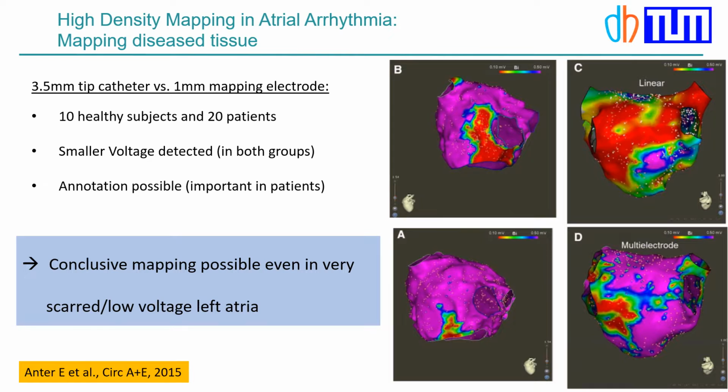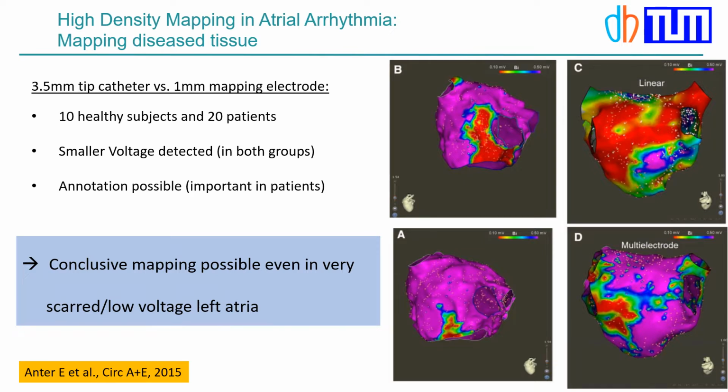And we compare then the voltage in these two groups. What you can see is that multi-electrode mapping provides more insight into the true anatomy and the true voltage of these patients, and conclusive mapping is possible even in very scarred and low voltage left atria, like in this right panel where you can see there is some scarring already previously existing.